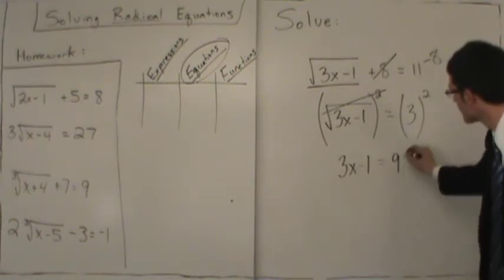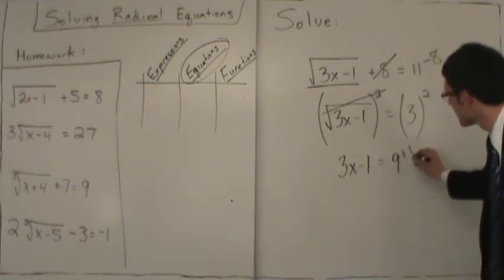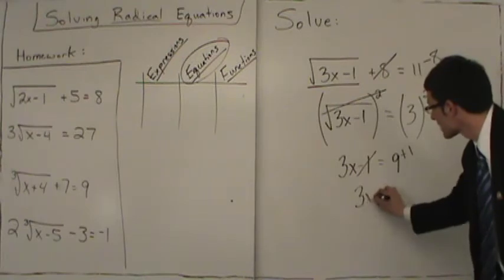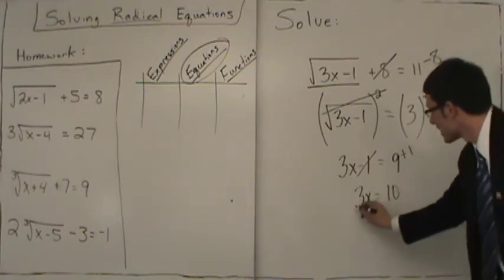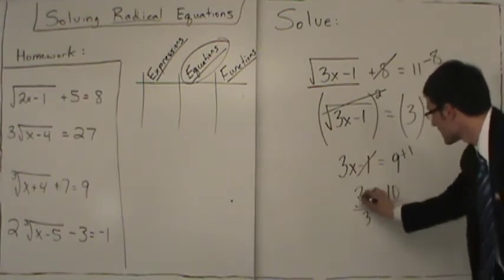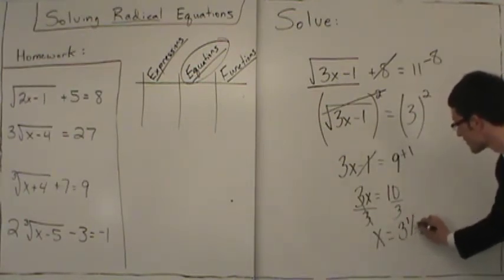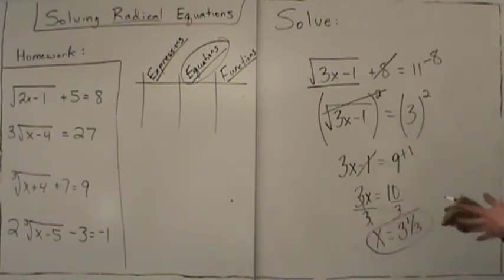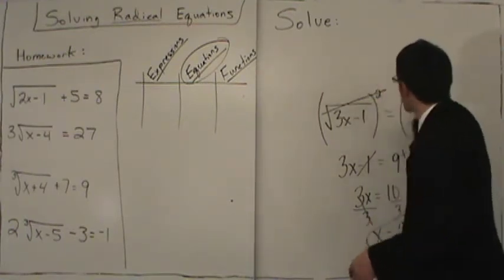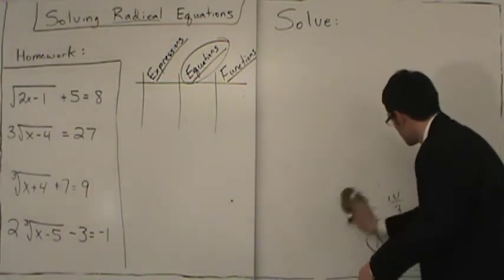Now, finish isolating x. So take the negative 1. Remember, we add first, so add 1. Cross out the 1, we get 3x equals 10. And now divide by 3. We get x equals 10 over 3. Convert this to a mixed number, 3 and 1/3. And you are done. Okay, so next example, and we'll be done with this video very quickly.